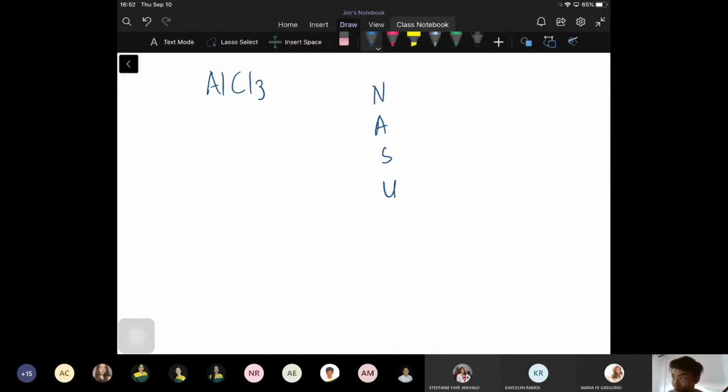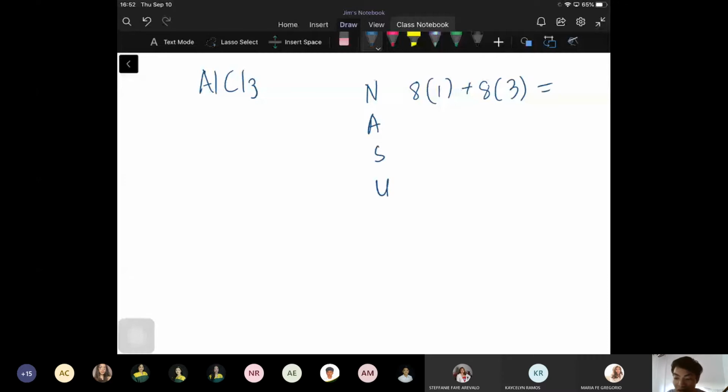Ito yung patunay na hindi siya susunod sa NASU rule. Let's say si aluminum, nasa p orbital siya, so ang intuition natin ay octet rule dapat yan. Si chlorine, nasa p orbital yan, so sige, octet rule din yan. So, 8, 16, 24, 32.